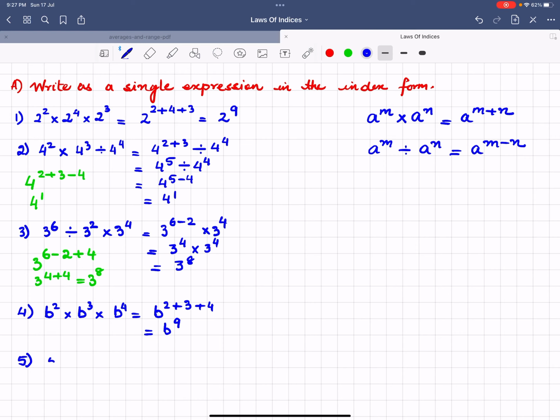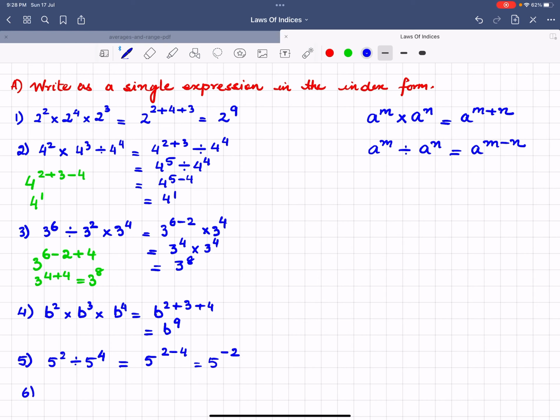We have 5 to the power of 2 divided by 5 to the power of 4. Here the bases are divided, therefore the powers will be subtracted. We have 5 to the power of 2 minus 4. Now 2 minus 4 will give us a negative number, and that is because when we have the bigger number with the negative sign, the sign of the answer will be negative. So we have the answer as 5 to the power of negative 2.